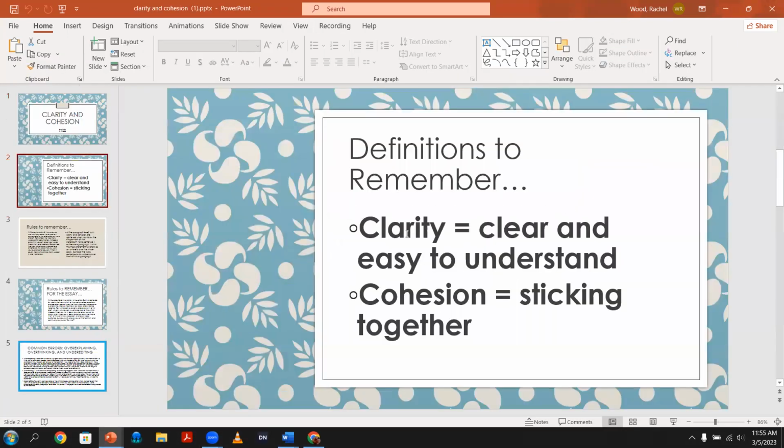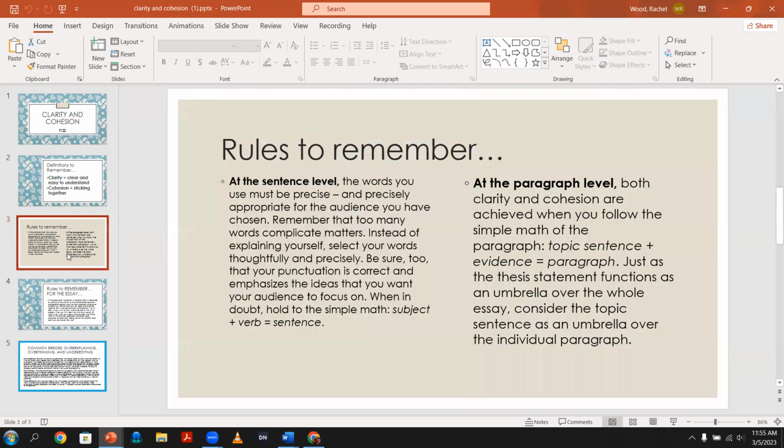So with that being said, I'll move into clarity and cohesion, which is the next thing that we're talking about. And the best way that I can tell you is clarity makes it clear and easy to understand. And cohesion means it sticks together. So some rules to remember with clarity and cohesion, and you have readings about this in your textbook this week, is at the sentence level, the words you use must be precise and precisely appropriate for the audience you have chosen. Remember, if something is too wordy, it complicates matters. I like to say students fluff. A lot of times we're like, oh, I'm going to use all these big words.